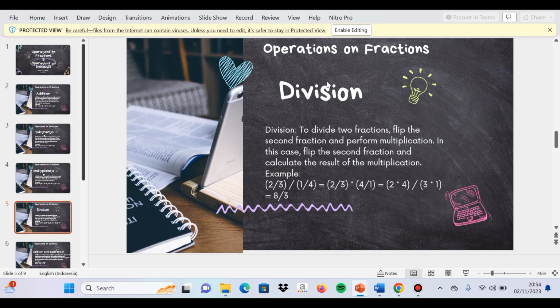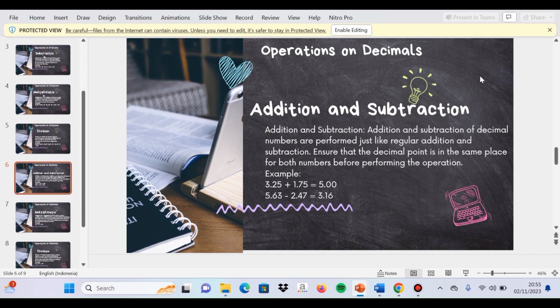Next, operation on fractions. Division. To divide two fractions, flip the second fraction and perform multiplication. In this case, flip the second fraction and calculate the result of the multiplication. Here is the example from division. The next, operation on decimals.